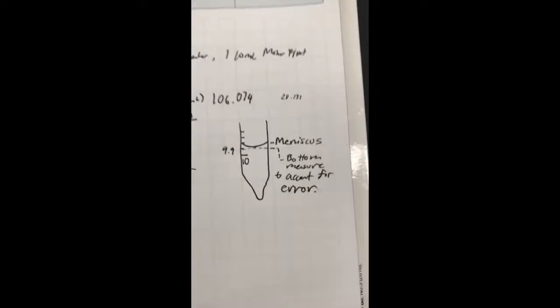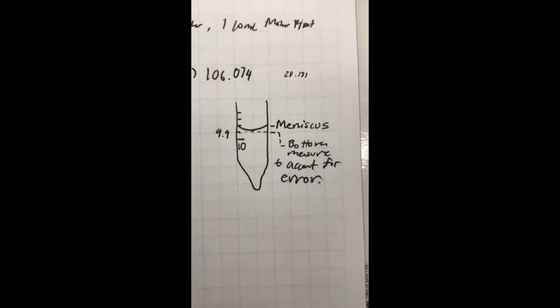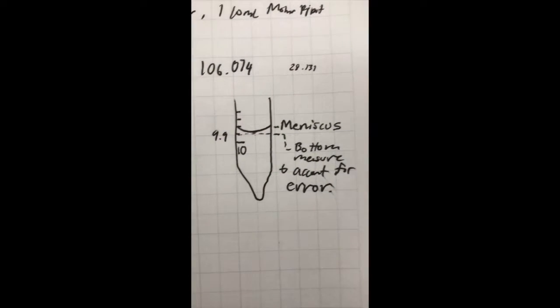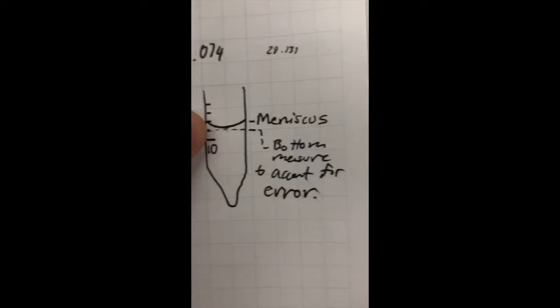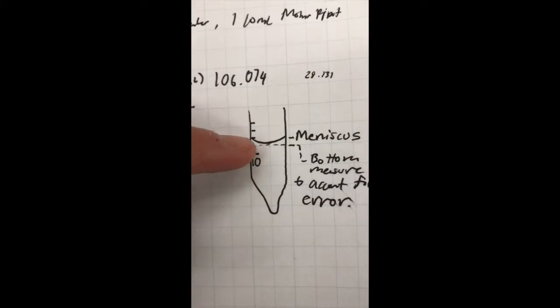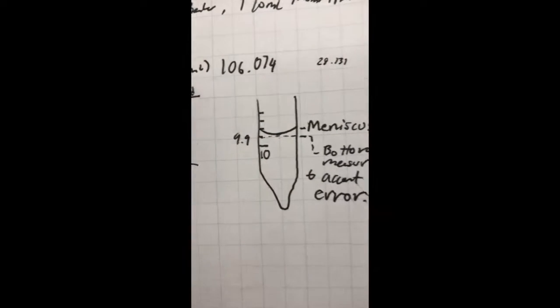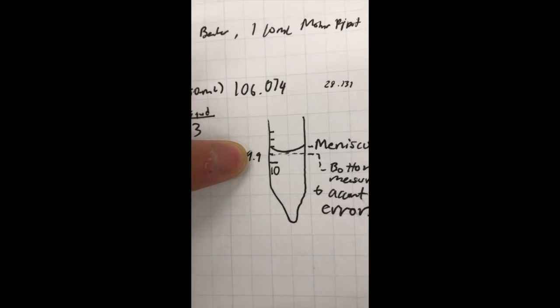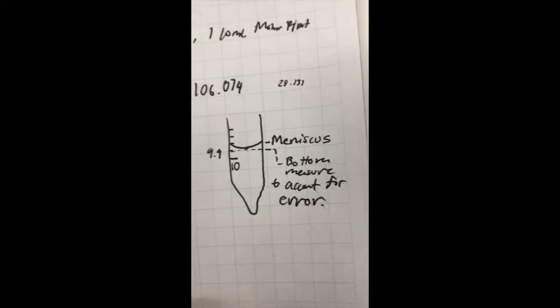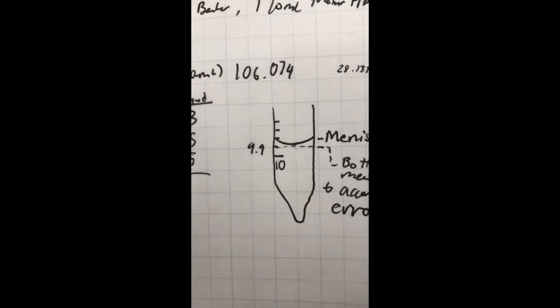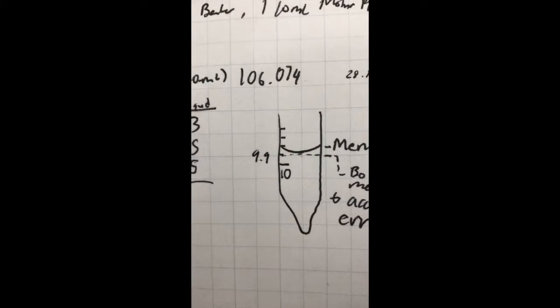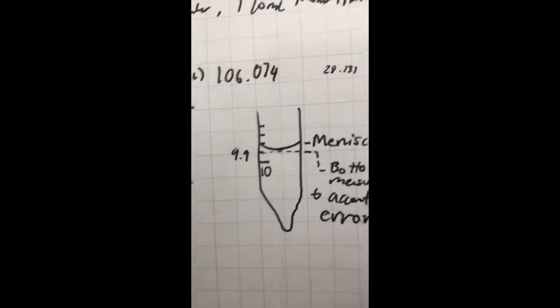Alright, so what Maggie described just a second ago was the meniscus in a pipette. And so right here we see the little curve, that's the meniscus. And where the bottom touches is where we're going to measure. So right here we see that it's at around 9.9, but we have to account for error. So we're going to say that it's around 9.92, 9.91.